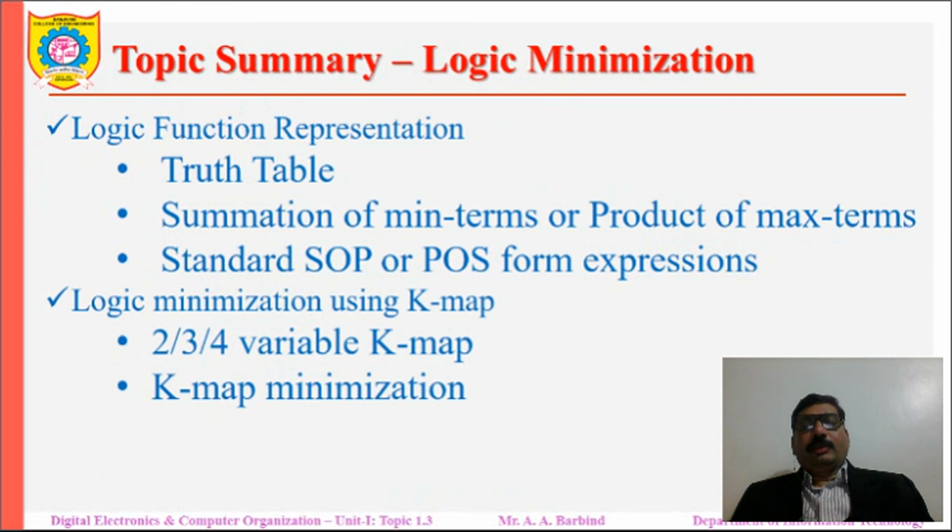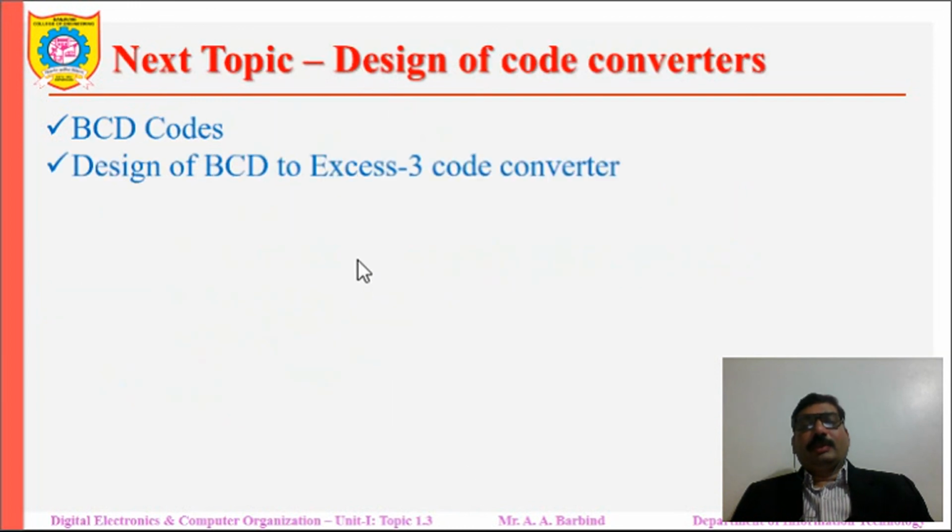So we come to the end of this particular topic. In this topic we have seen in the beginning the logic function representation, and then we have seen how to get a minimized logic function using the 2 variable, 3 variable or 4 variable K-map. In the next topic we shall see design of code converters.